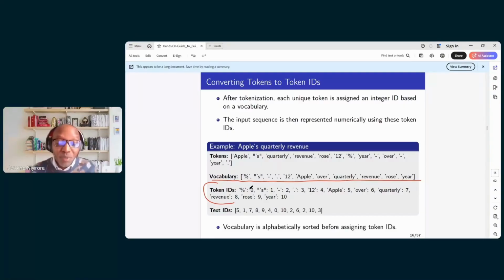Because if I say 3, what does 3 mean? 3 for us here means 12. 4 and 5 means Apple. So if you had to convert this initial token into text IDs, you end up with something like this, right? So these numbers are the ones we feed into the program to learn what they are.